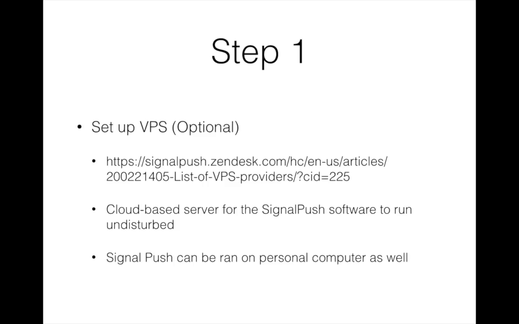So, we want to start off by saying that the Signal Push automation software can run on your personal computer. However, to get all the signals, you need it running 24/7, which means that you can't power down your computer. And depending on what your energy settings are, sometimes your computer may power down itself, so you'll have to configure those. And I don't think that it's necessarily ideal.